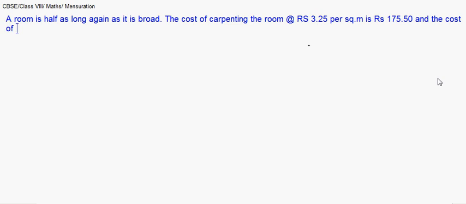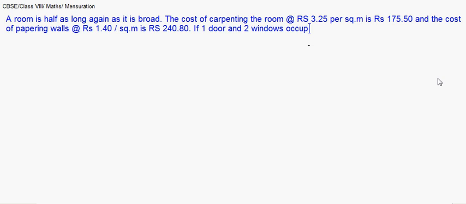of papering the walls at a rate of ₹1.40 per square meter is ₹240.80. If one door and two windows occupy 8 square meter, find the dimensions of the room.